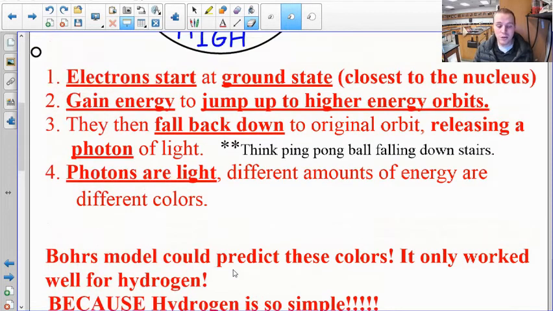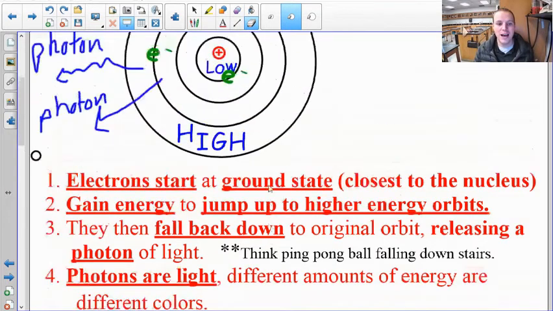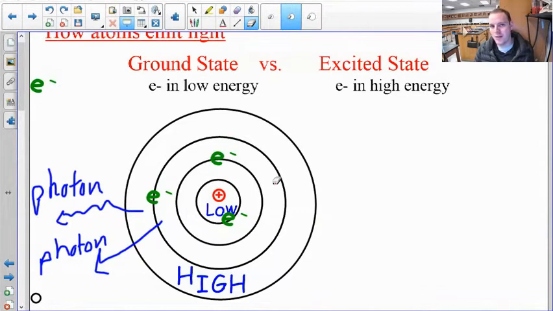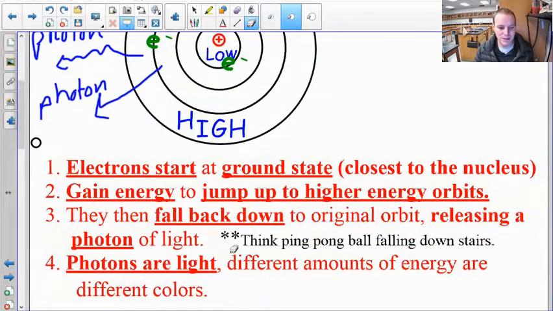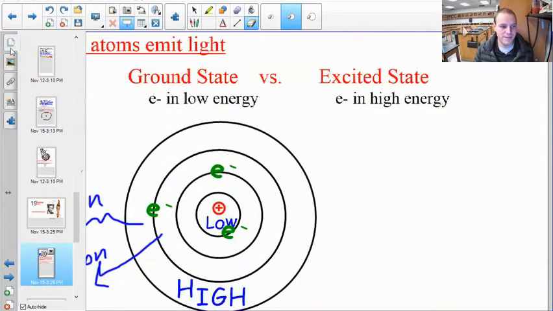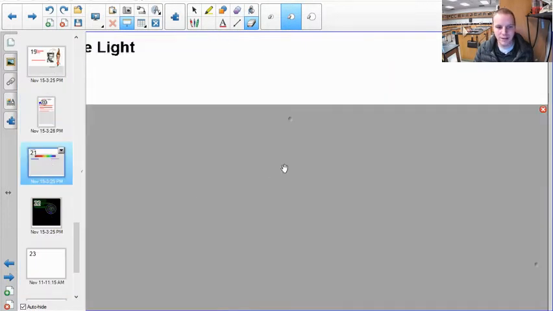So Bohr's model was good at predicting the colors of light that would be given off when you excite the electrons in an atom. And it works best for hydrogen. It works okay for helium, kind of all right for lithium. And it gets worse as the atoms go down the periodic table. So it works best for hydrogen, which is the simplest element, I should say. It only has one proton. So this model is good, but it's not great because it only works for the small stuff. So again, you need to know all these steps of how light is given off.